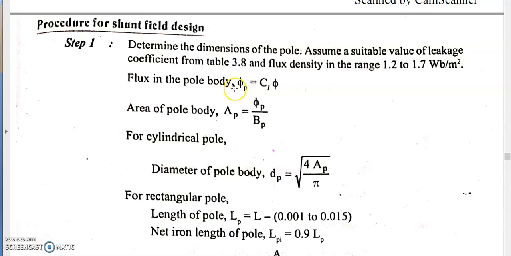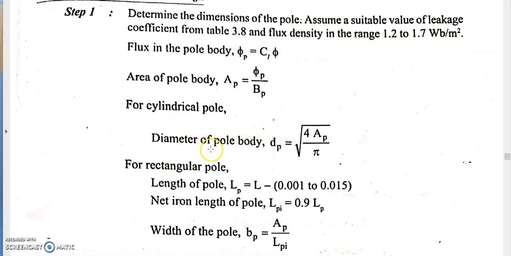Then we calculate the flux in the field pole body, and the area of the pole body is calculated by knowing this flux and the flux density of the field pole, which is in the range of 1.2 to 1.7 Weber per meter square. If the area is known, we can calculate the diameter of the pole body in case of a cylindrical pole from the area of cross section equation pi r square, and in terms of diameter it is the equation.